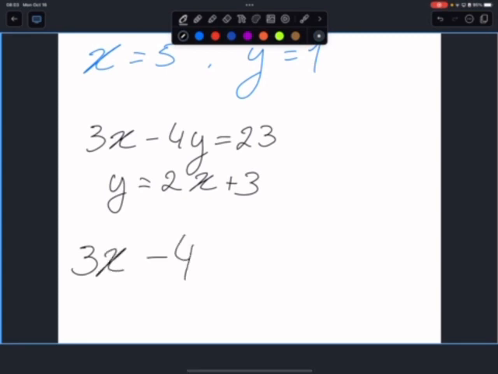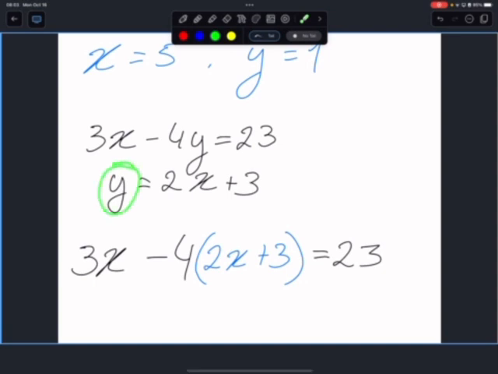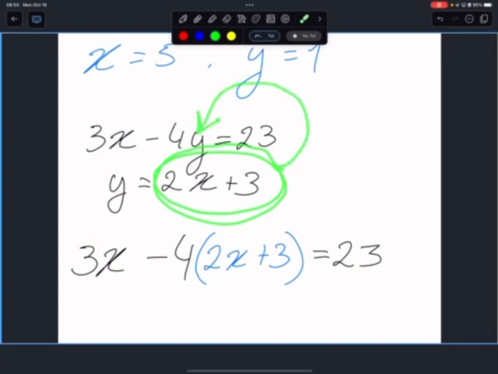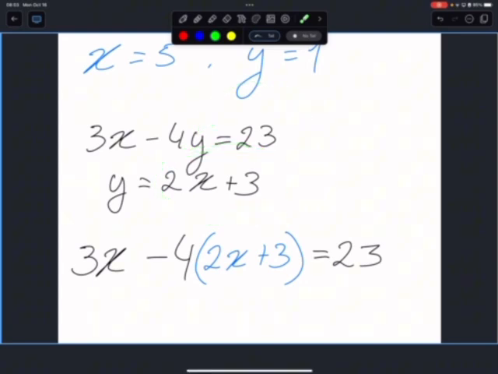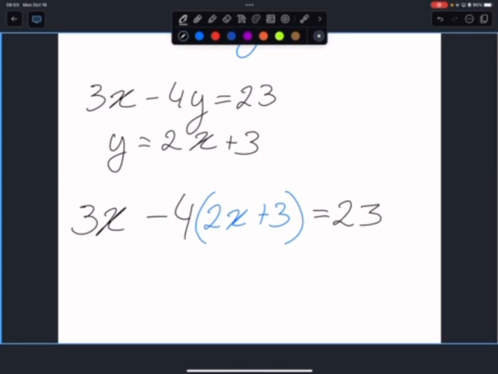3x minus 4. I'll make it blue. Equals 23. What did I do? I substituted y into the other one, because it says y equals 2x plus 3. So I took the answer to y and placed it, or substituted it, in the first one. And all you have to do is finish the equation.